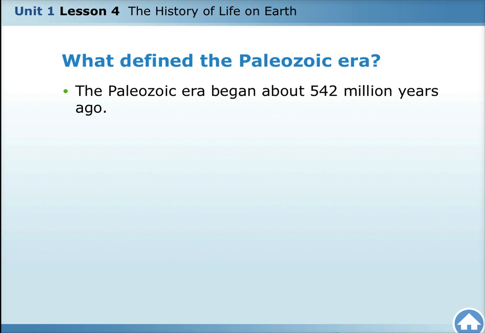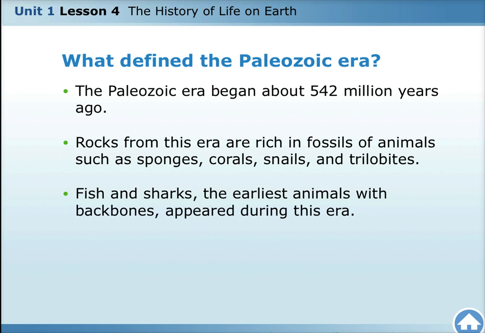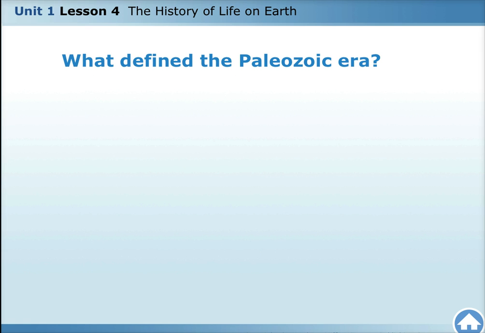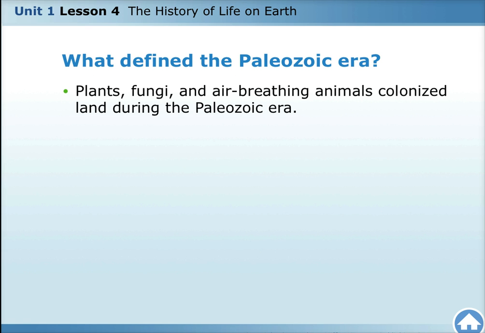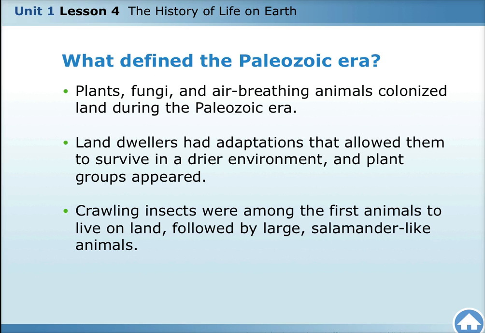So what is defined as the Paleozoic era, on page 45 in your text? The Paleozoic era began about 542 million years ago. Rocks from this era are rich in fossils of animals such as sponges, corals, snakes, and trilobites. Fish and sharks, the earliest animals with backbones, appeared during this era. Plants, fungi, and air-breathing animals colonized land during the Paleozoic era. Land dwellers had adaptations that allowed them to survive in a drier environment, and plant groups appeared. Crawling insects were among the first animals to live on land, followed by large salamander-like animals.